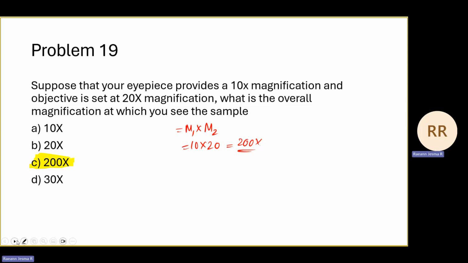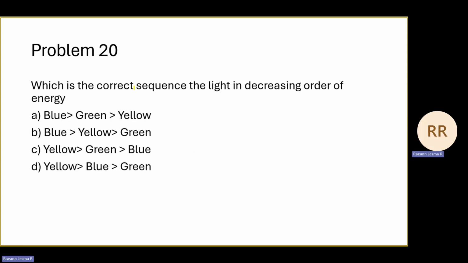Now let us move on to the next problem, problem 20. Which is the correct sequence of light in decreasing order of energy? Option A is blue greater than green greater than yellow. Option B is blue greater than yellow greater than green. Option C is yellow greater than green greater than blue. Option D is yellow greater than blue greater than green. So which is the correct answer for this question?